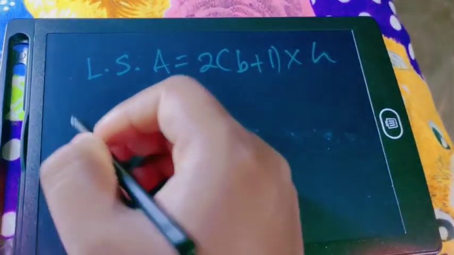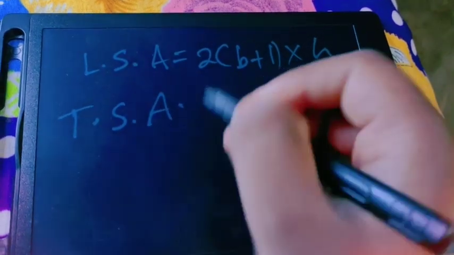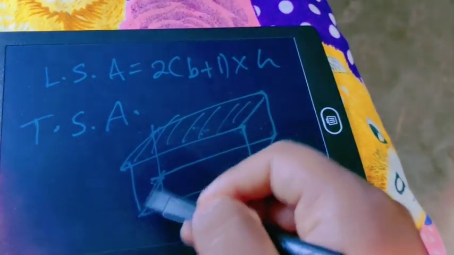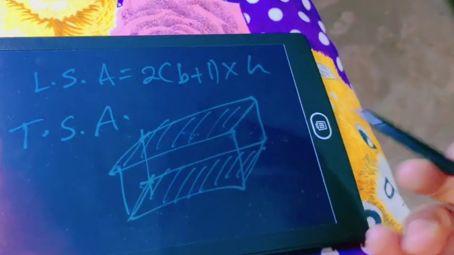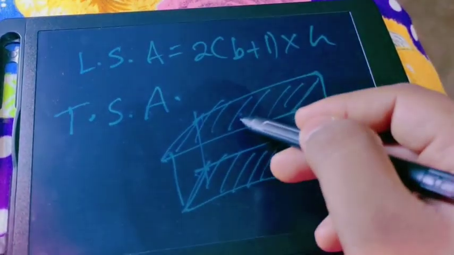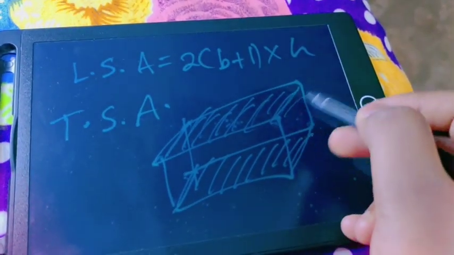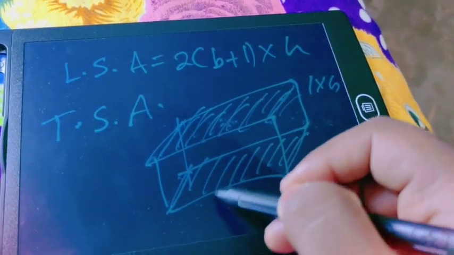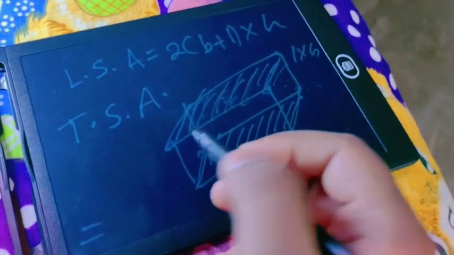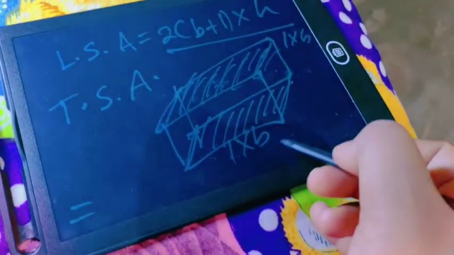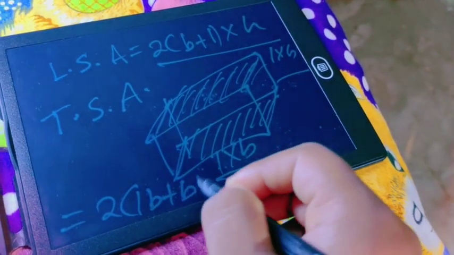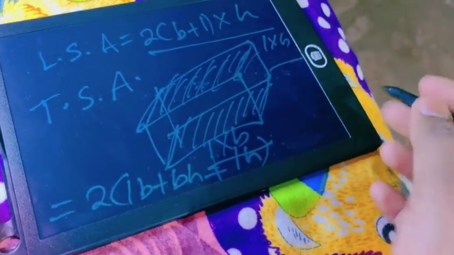Now, if we add the rooftop and the bottom, then we can obtain the total surface area. As we had seen previously, its area is L into B, also L into B. That's why total surface area is equal to this plus this. That is 2 into (LB plus BH plus LH).